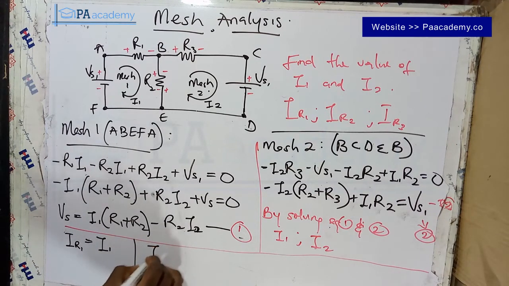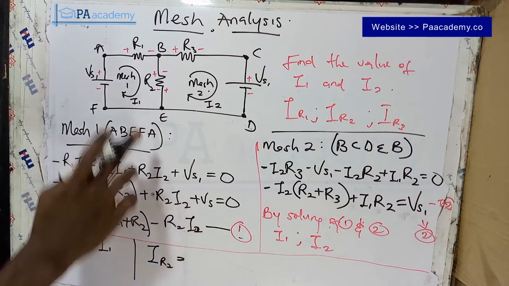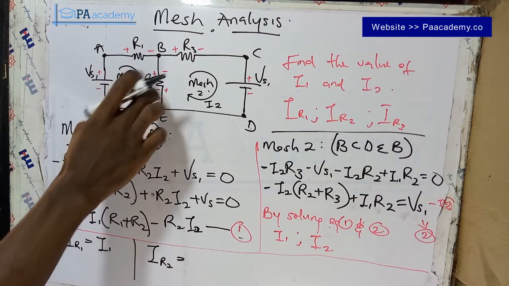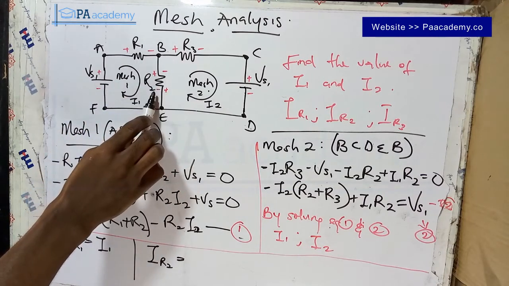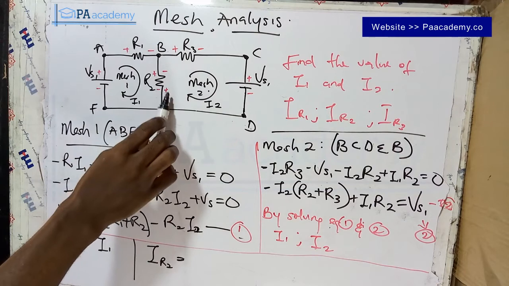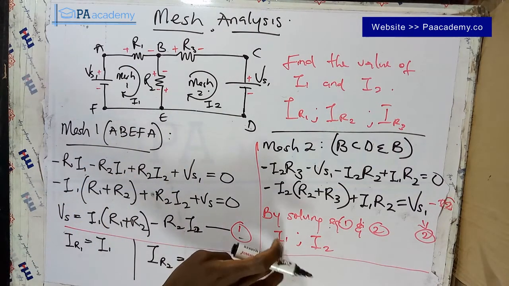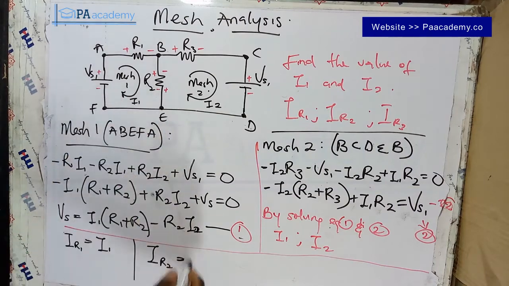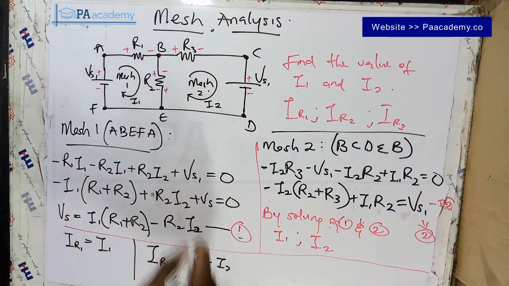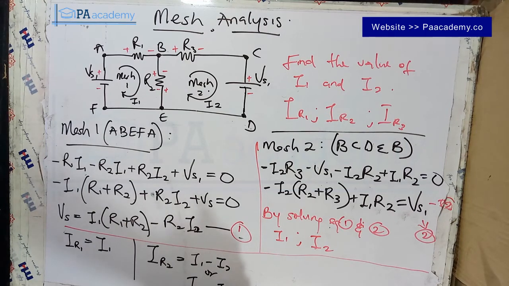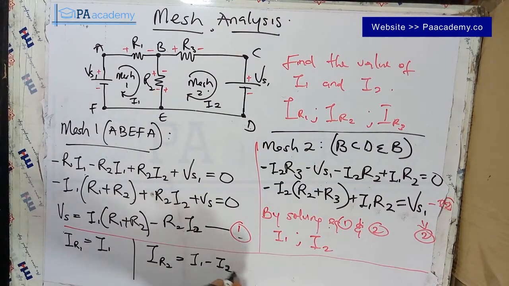Now for IR2, if you have to calculate the current that is passing through this resistor R2, if you look at it, there are two currents passing through it. We have one current like this, that is I1, and another current like this, I2. Depending on the values of I1 and I2, the current passing through here can either be I1 minus I2, remember there are two currents passing through it, or I2 minus I1. I hope you can still see that. Okay, so it's not showing. So it's either I1 minus I2 or I2 minus I1.